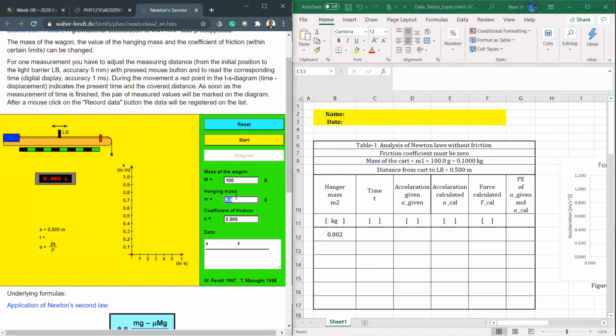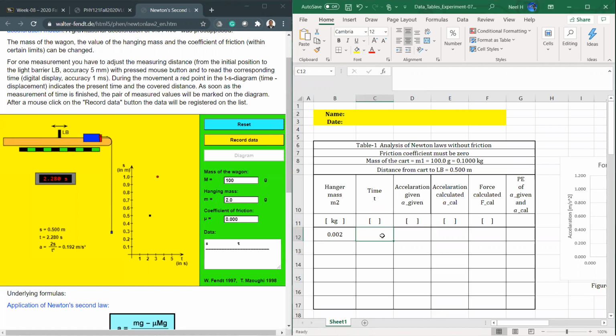Make sure the hanger mass is 2, right? We're starting from 2. Hanger mass, click number 2 there, hit enter. Mass of the wagon 100, mu should be 0. Everything else is fine. LB is automatically usually set to 0.5. Just click the start button and then wait until it completes.